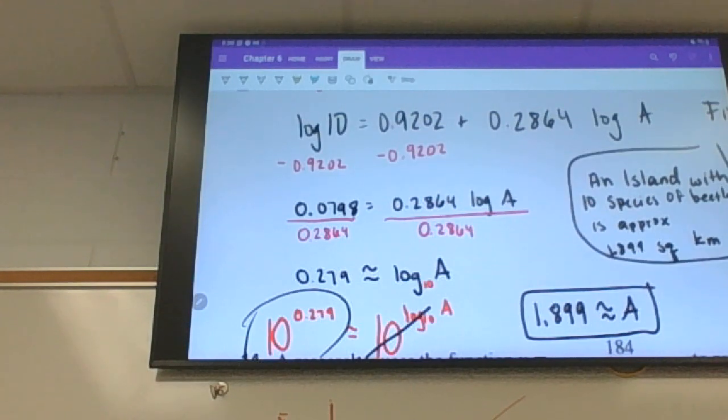Alright, so this is significantly smaller. 20 species was like 21 square kilometers, but 10 species is all the way down to 1.9 square kilometers. That's a little baby island. You could walk around that whole island with your grandma. It's really small. There's no roads on that island. There's probably not even a boat ramp. 1.9 square kilometers is only arrived at by boat. Maybe you could swim out there.